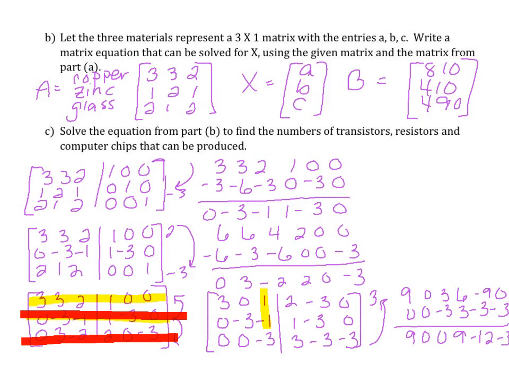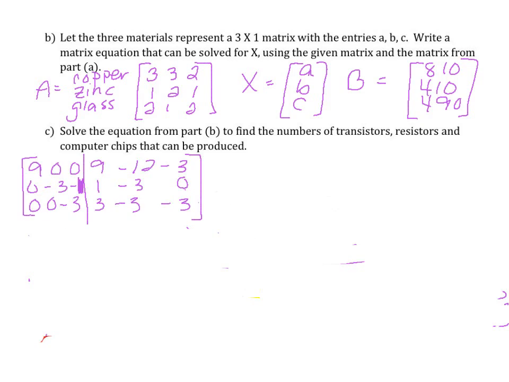So I'm going to erase a bunch of stuff at this point. This is going to replace my top row now. So I'm going to reset here and replace my top row with 9, 0, 0, 9, -12, -3. Nothing else changed. We still need to get that -1 into a 0.